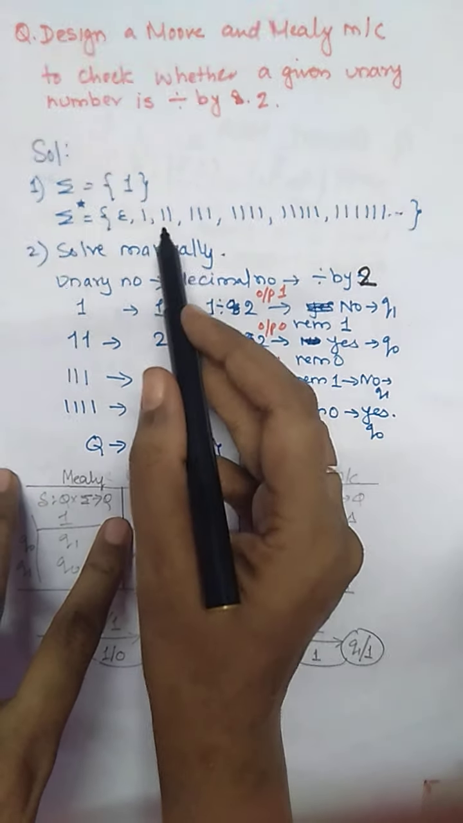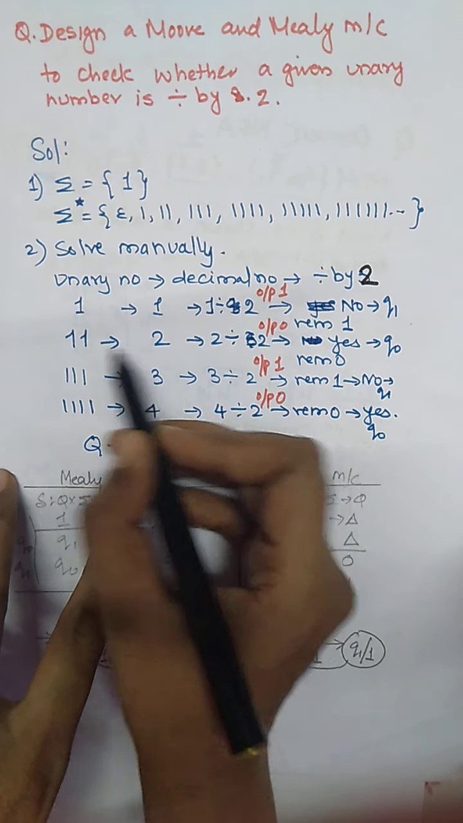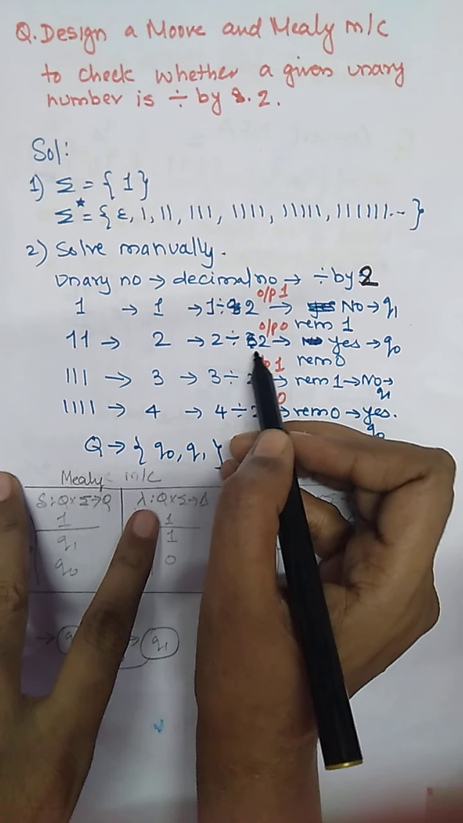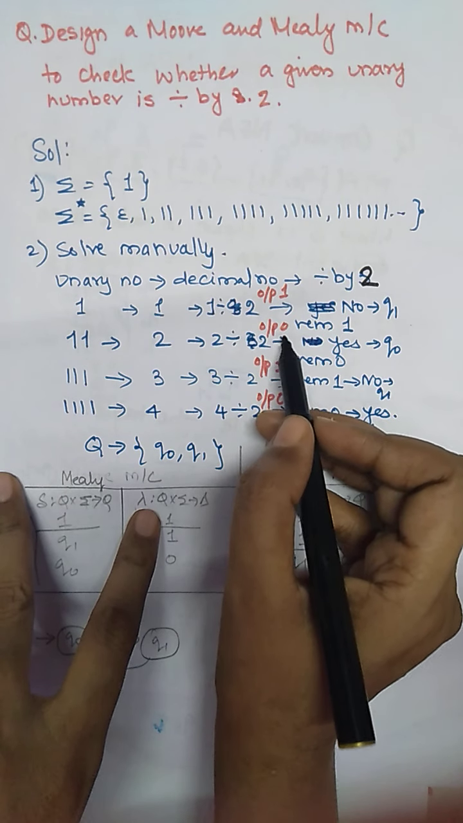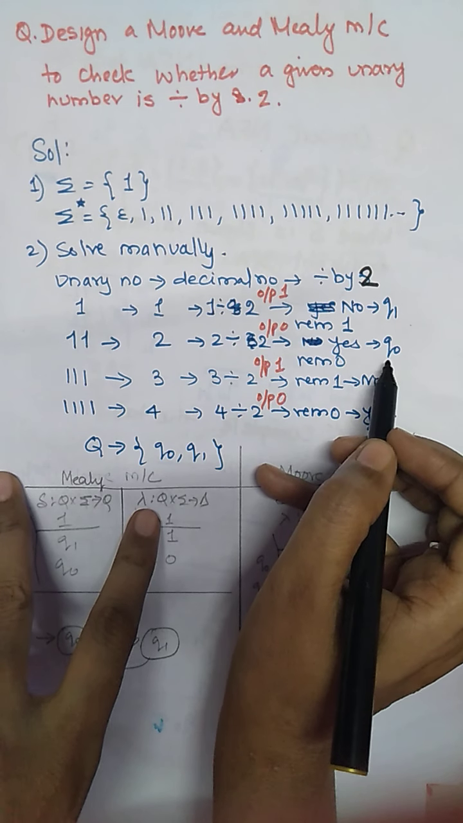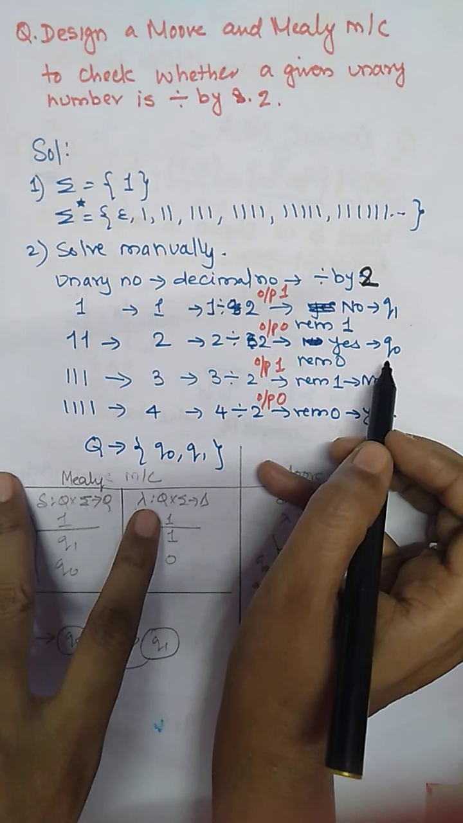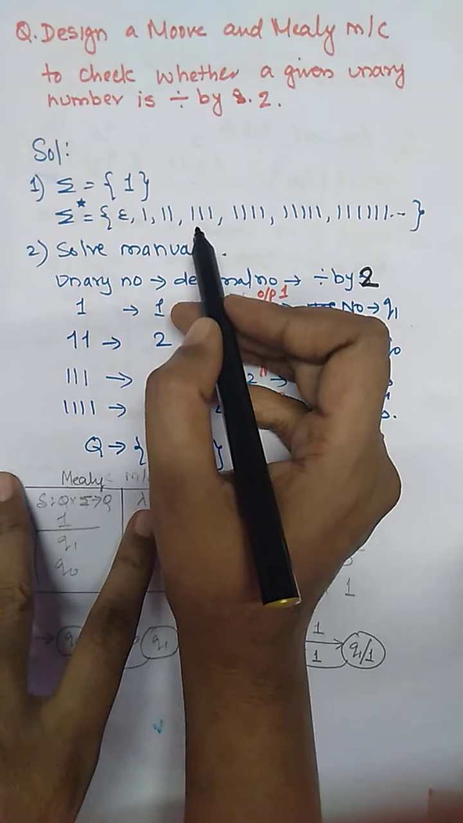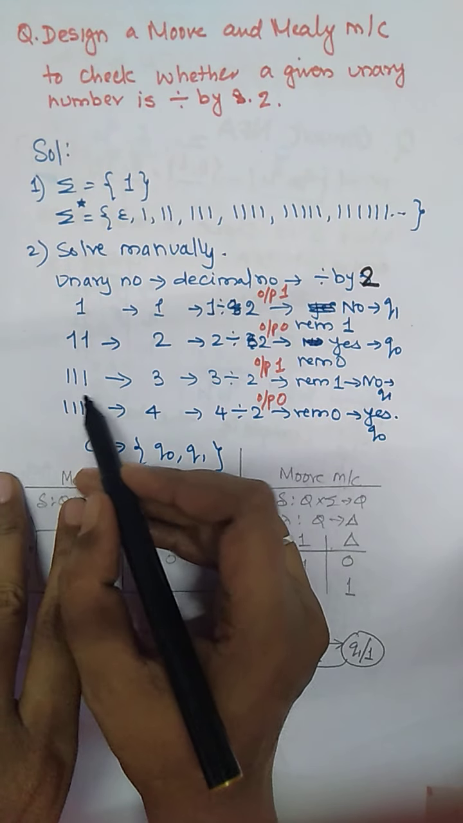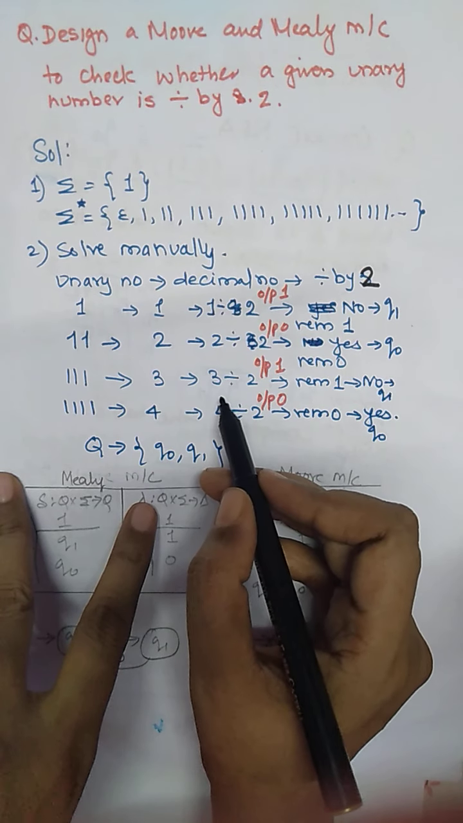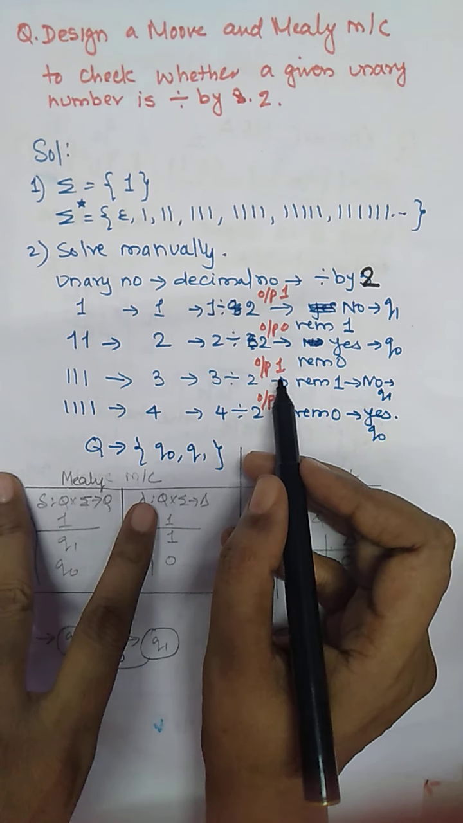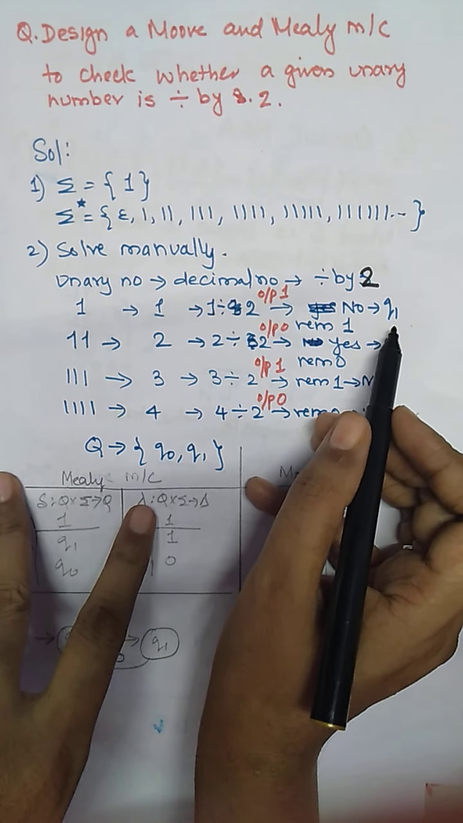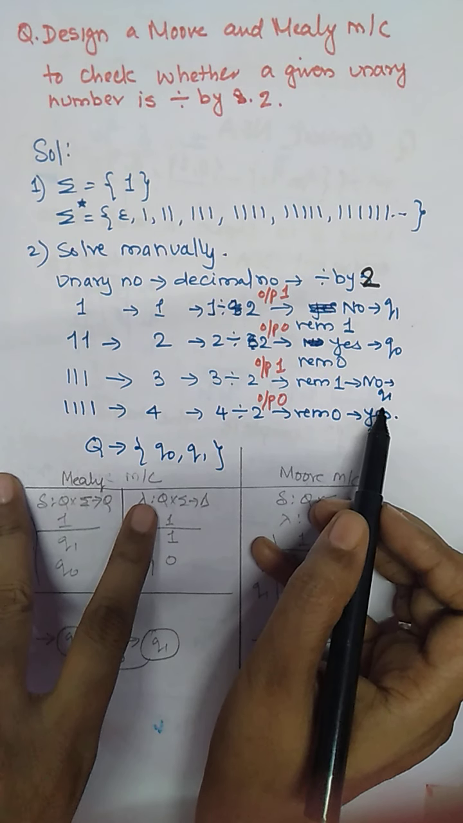The next number is 1 1, which is a double occurrence of 1, decimal number 2. Number 2 divided by 2, yes, the remainder is 0, the output is 0. So for that we give the state name q0. So q0 is the state which takes the input 1 and produces output 0, which is the remainder 0. The next number is 3. A triple occurrence of 1 is decimal number 3. Number 3 is not divisible by 2, with the remainder 1. That condition we have already discussed, which is represented by the state q1. So it will go to state q1.